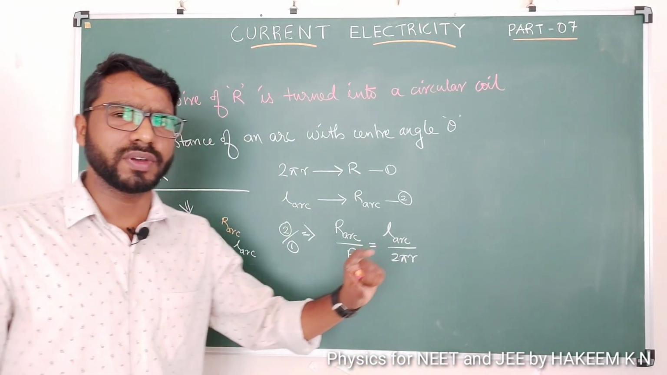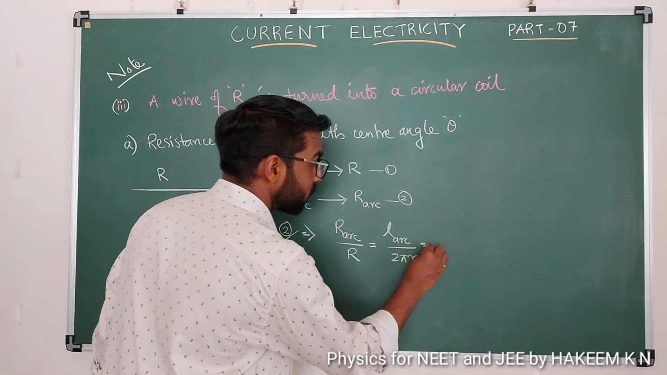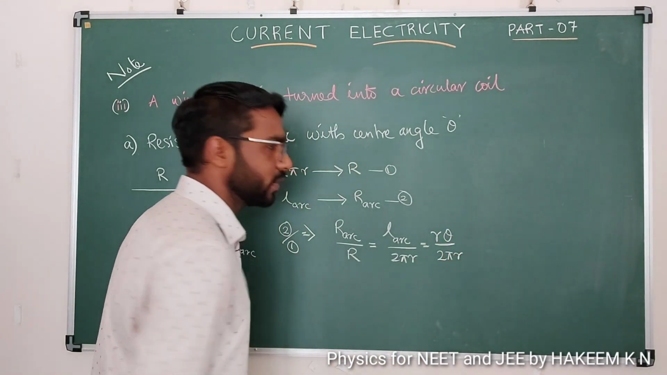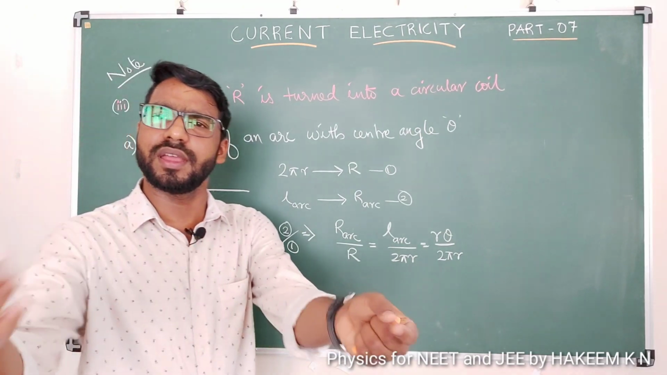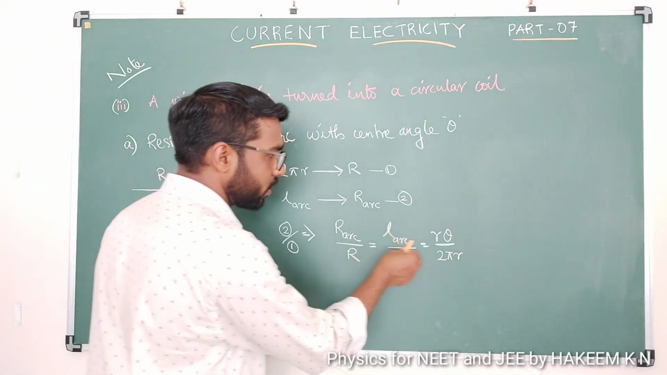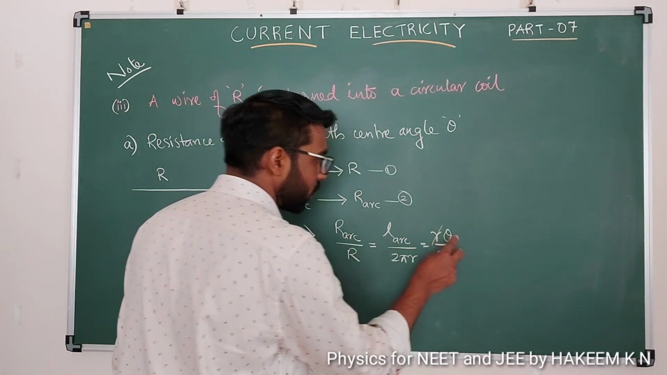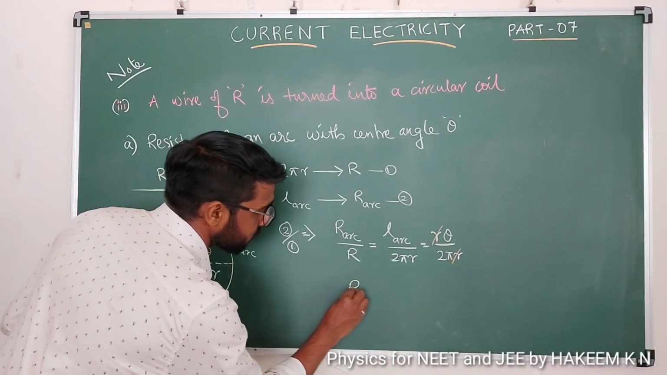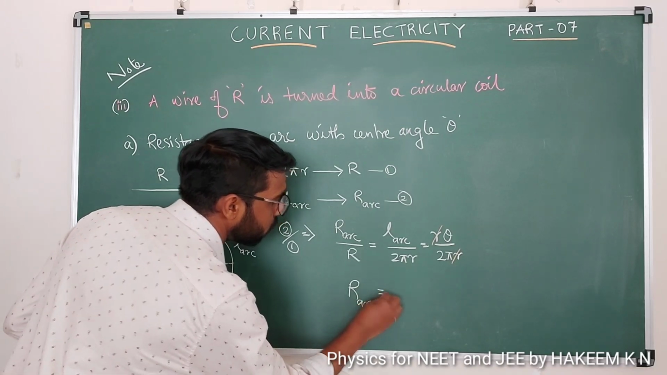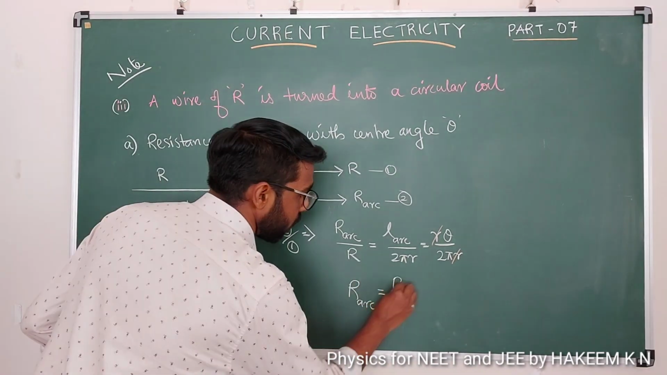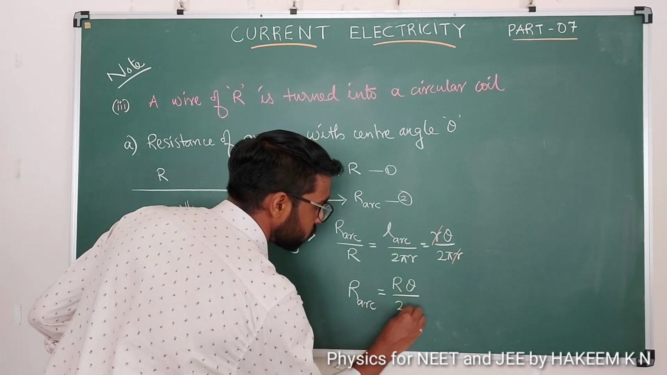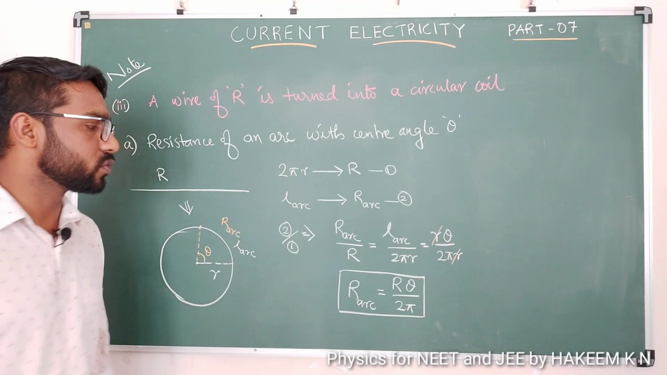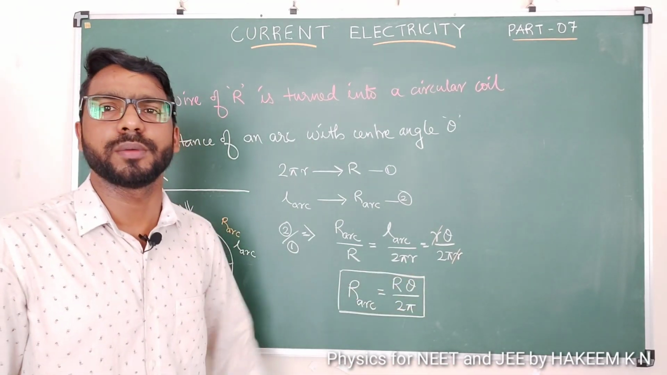What is the equation to find the length of an arc? That is L equal to r theta. So the length of the arc is r theta, and r cancels. So R arc by R equal to theta by 2 pi, and the resistance of the arc equal to R theta by 2 pi.